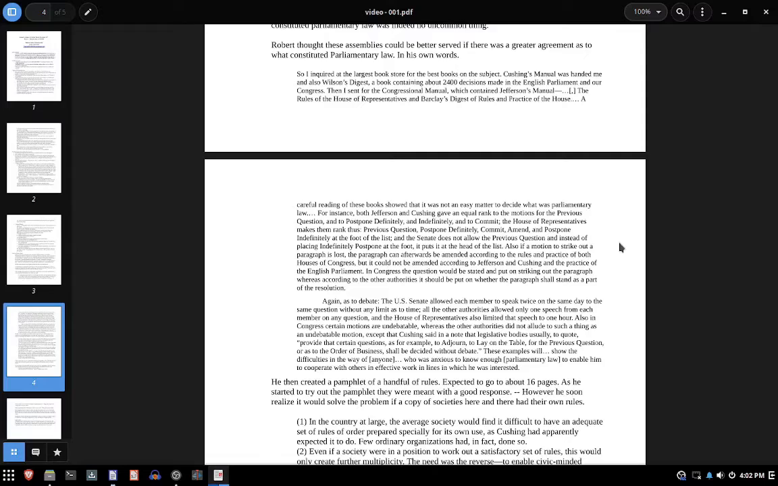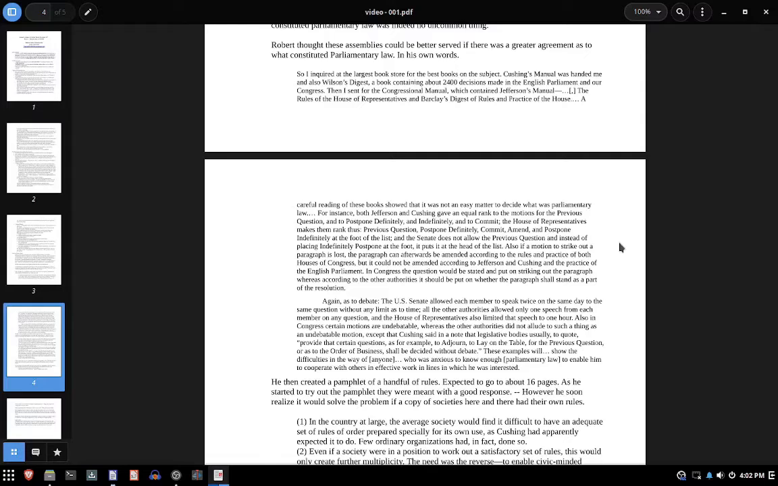Again, as to debate, the U.S. Senate allowed each member to speak twice on the same day to the same question without any limit as to the time. All other authorities allowed only one speech from each member on any question, and the House of Representatives also limited that speech to 1 hour.